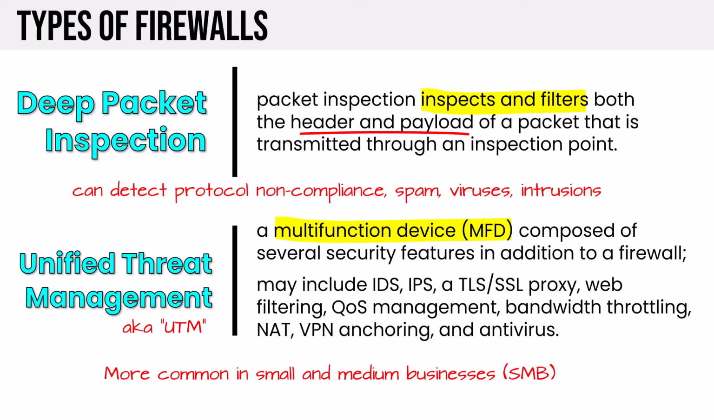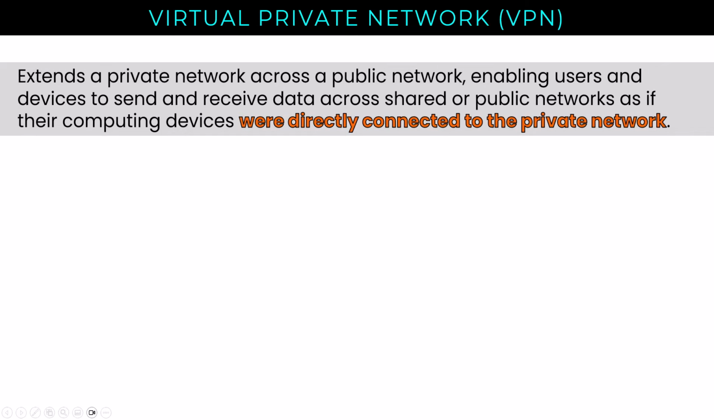Now we're going to move into the secure communication section of 3.2, where we see VPN mentioned. So let's start with a base definition. A VPN extends a private network across a public network, enabling users and devices to send and receive data across the shared or public networks as if their computing devices were directly connected to the private network. That can be a user working from home connecting to the corporate office using a VPN client. That can be a hybrid cloud where we connect a corporate data center to a public cloud like AWS or Azure using a site-to-site VPN.